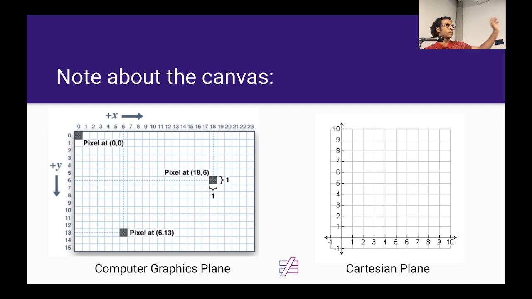So we're going to be using the computer graphics plane today for our canvas. We're not going to be using the Cartesian plane. So when we draw our game grid, we're going to be referencing points on our grid using the computer graphics plane.